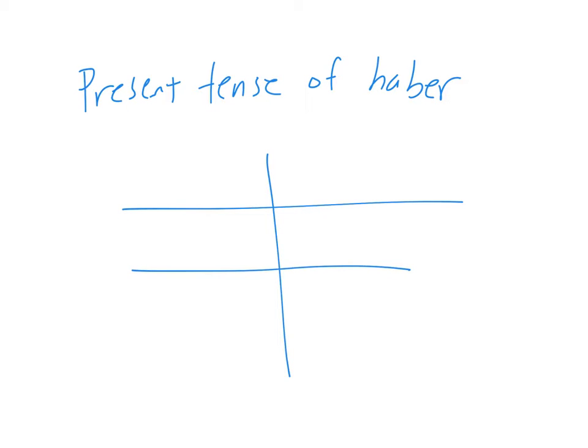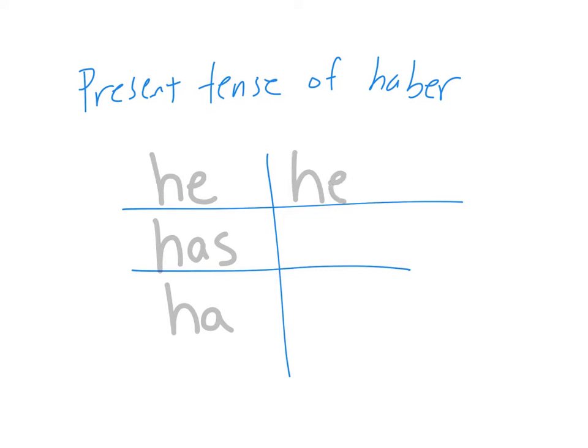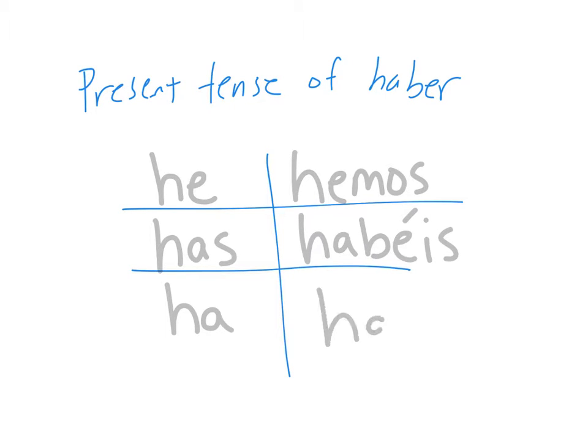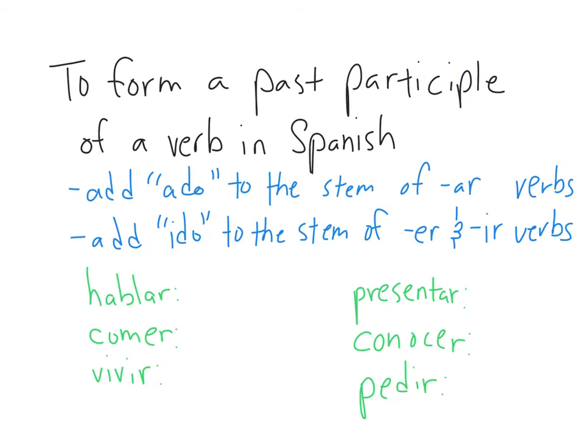The present tense of the verb haber is as follows. He, has, ha, hemos, habéis, y han. To form a past participle of a verb in Spanish, you need to add ado to the stem of AR verbs and add ido to the stem of ER and IR verbs.